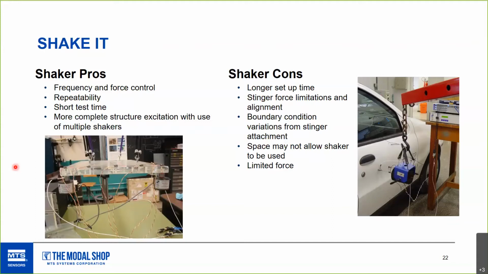Then, of course, space is a consideration with shakers as well. There's going to be some tight spots that it's just not going to be feasible to get a shaker, even with a stinger, maybe even a long stinger, connected to the part well, so that you can make a measurement.